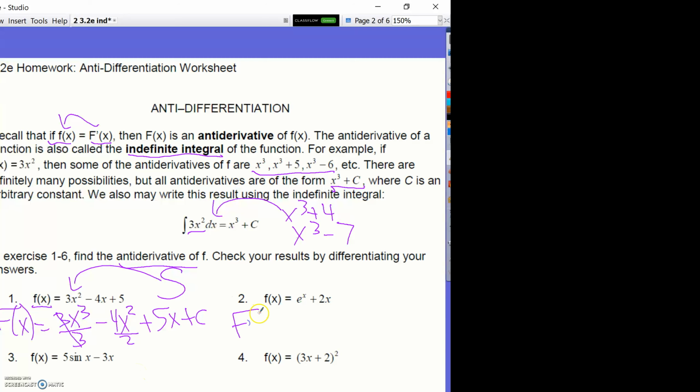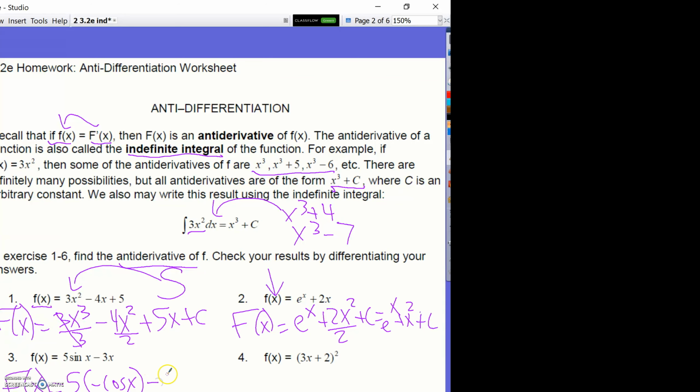Number 2, I want what came before this as a derivative. The antiderivative of e to the x is e to the x. Antiderivative of 2x is positive 2x. It was previously to the first, now it's to the second power. Always divide by the new exponent plus c. Final answer is e to the x plus x squared plus c. Number 3, what came first? The 5, so the coefficient always stays. The antiderivative of sine x is negative cosine x.